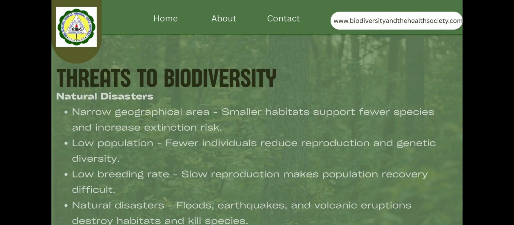So let's talk about the first category, which is natural causes. Number 1, narrow geographical area. A smaller habitat supports fewer species and increases extinction risk. Number 2, low population. Fewer individuals reduce reproduction and genetic diversity. Number 3, low breeding rate. Slow reproduction makes population recovery difficult. And number 4, natural disasters. Floods, earthquakes, and volcanic eruptions destroy habitats and kill species.